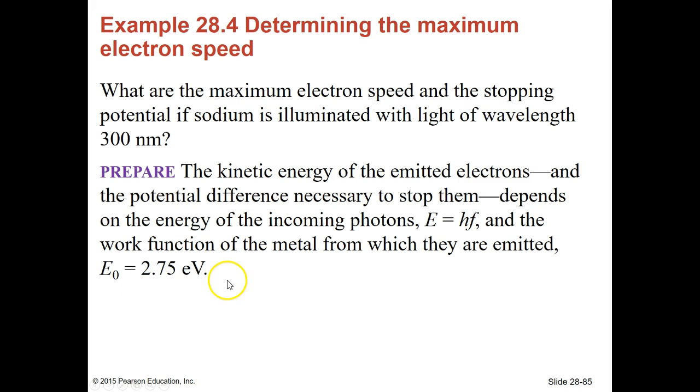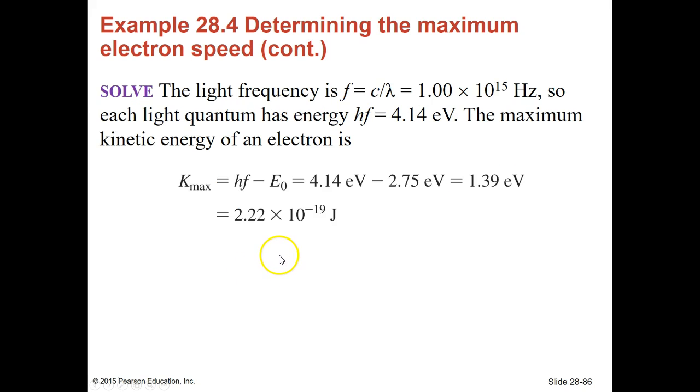We do remember that sodium on that chart has a work function of about 2.75 electron volts or eV. So to solve this, first I have to find the frequency. So here the frequency is about 1 times 10 to the 15th. And if I multiply Planck's constant times that frequency, I get about 4.14 eV. So the maximum kinetic energy would be that 4.14 minus the work function.